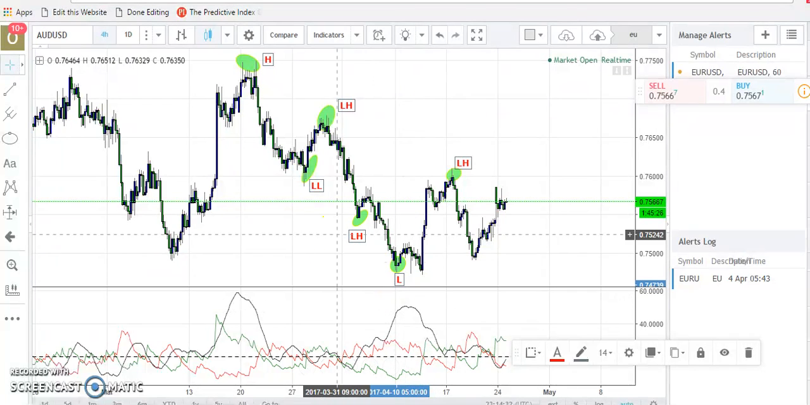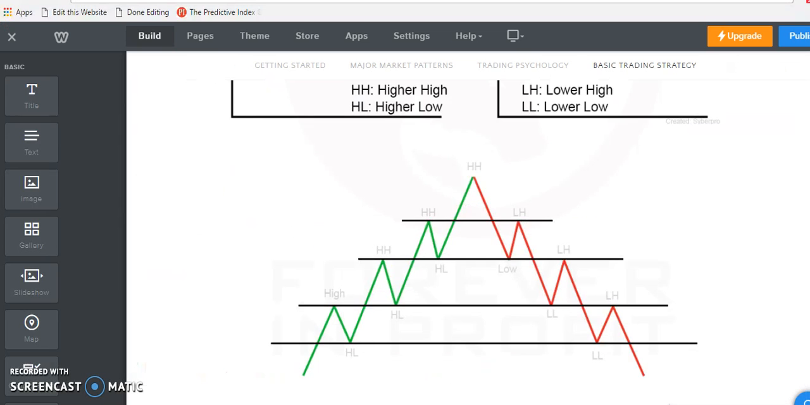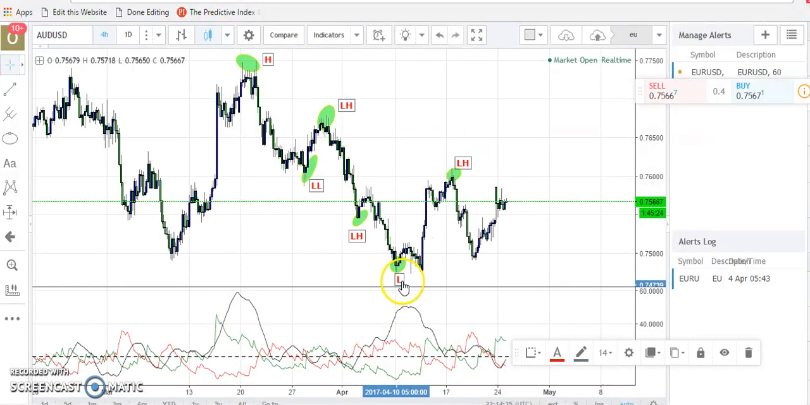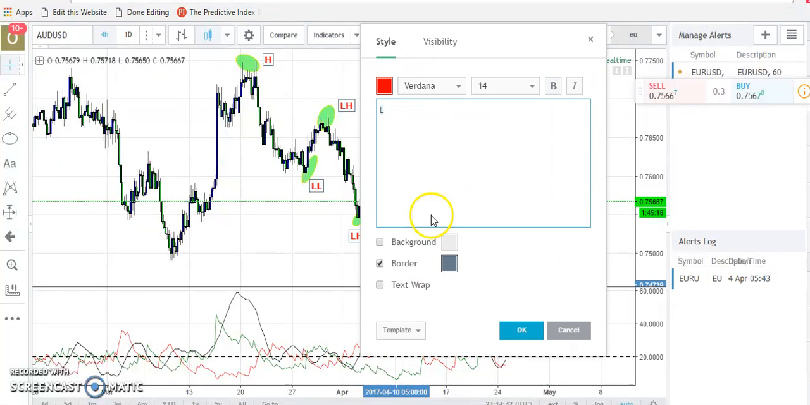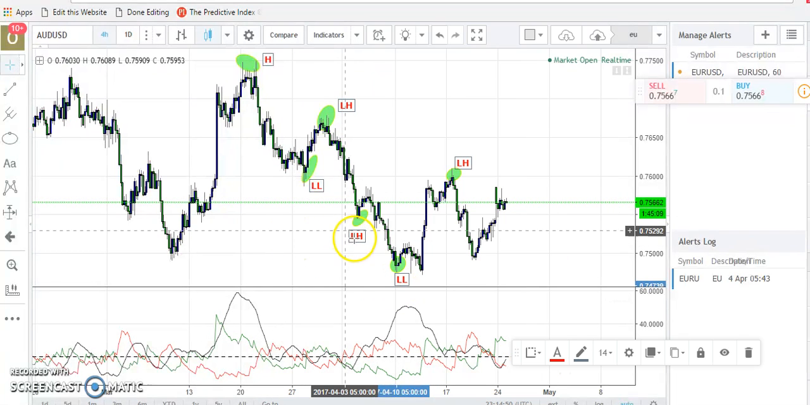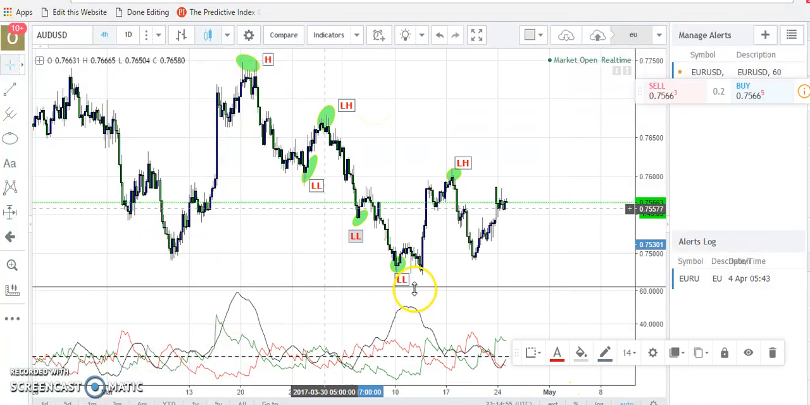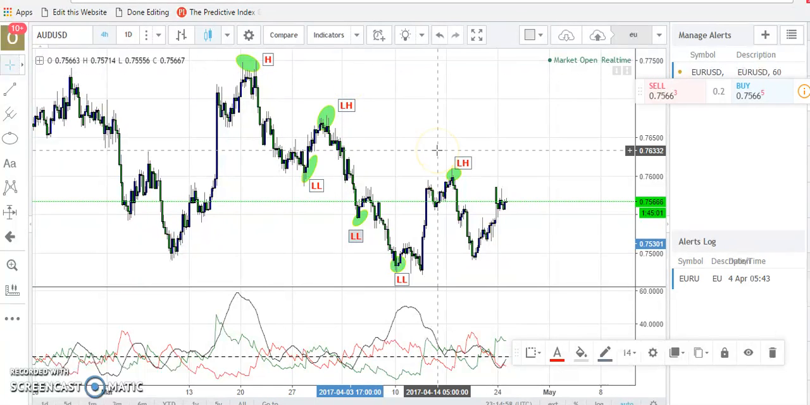Give me one second. I don't think that's a lower high. Let me see. That is a lower low. Let me make that correction. I can't remember those, man. I always get these mixed up, so I always keep a reference ready. So these are lower lows, lower highs.